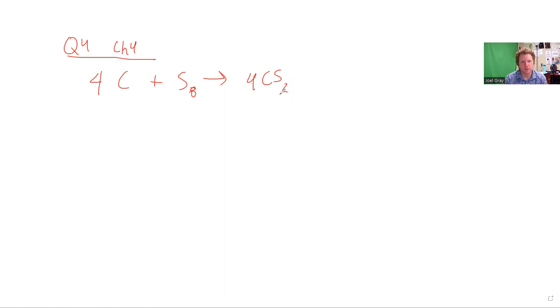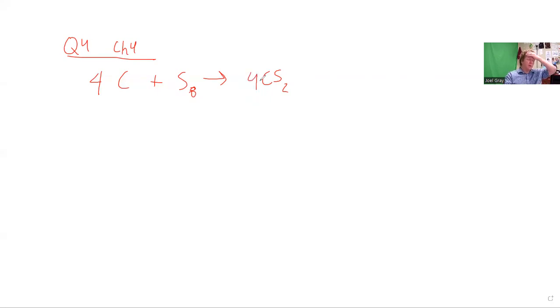Anytime you're presented with this, it never hurts to just recalculate and say, is this balanced? This one's pretty simple. There's 4 carbons here, and there's 4 carbons here. There's 8 sulfurs, and then there's 4 CS2, and there's 2 sulfurs in each of those, so that's a total of 8 sulfurs. So we're good there. Oopsies, got to rewrite that.